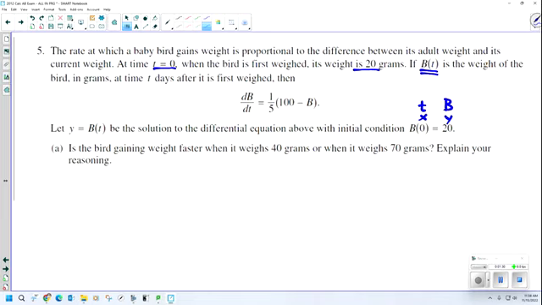All right, A is asking, is the bird gaining weight faster when it weighs 40 grams or when it weighs 70 grams? Explain your reasoning. First, let's understand what they're asking. Is the bird gaining weight faster? If b is the weight of the bird, is it gaining weight faster? Meaning, is that weight changing? Is the weight rate changing faster? So is the rate of weight, which sounds weird to say, changing faster?